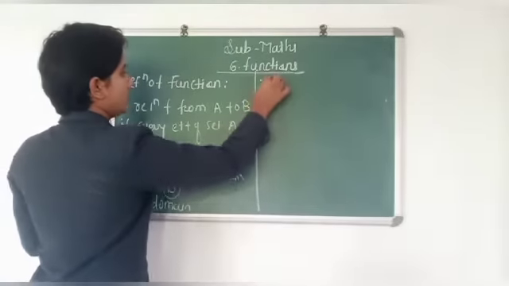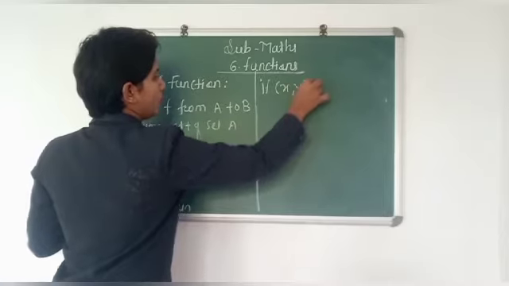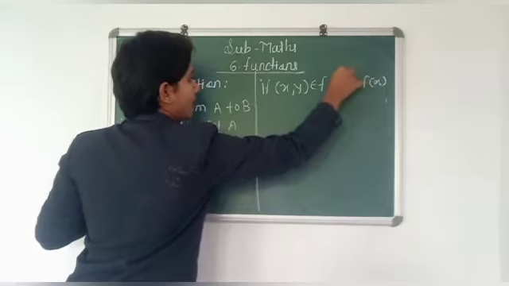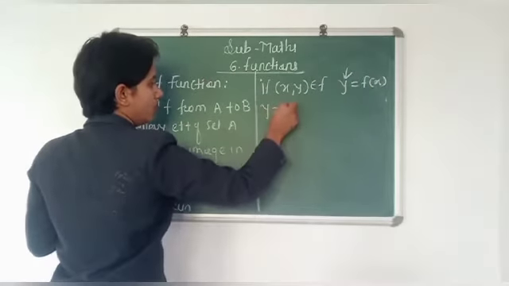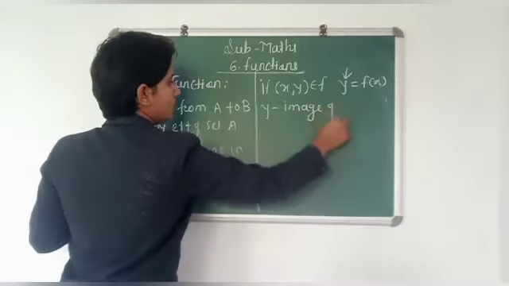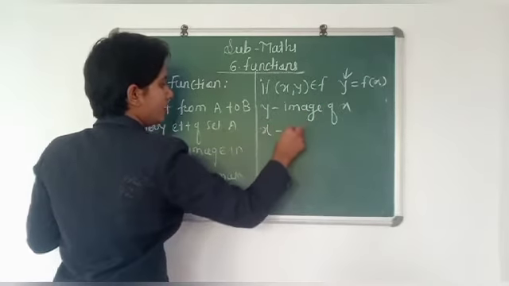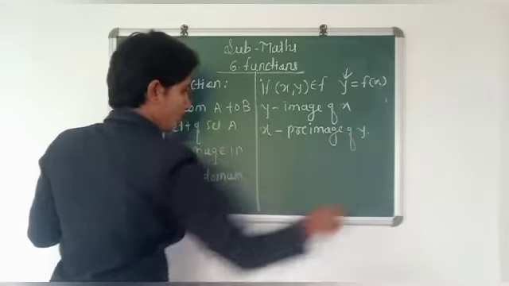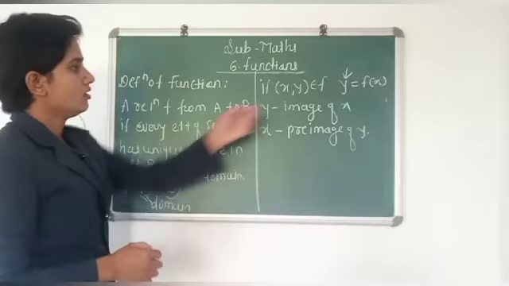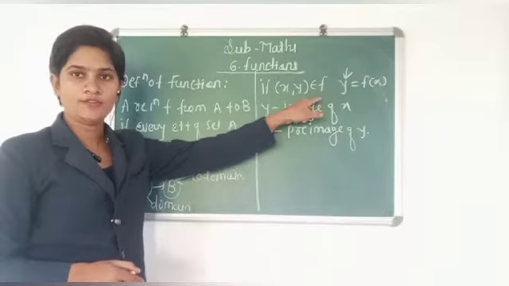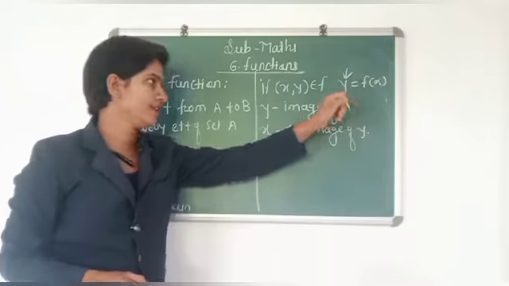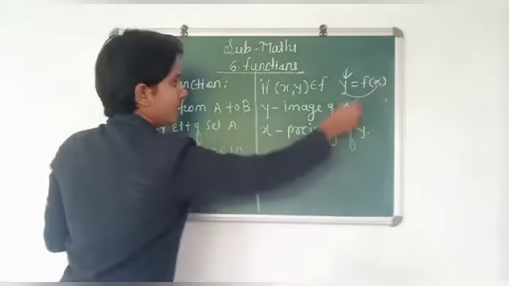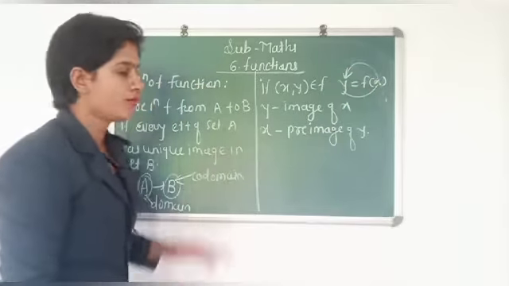If we consider any ordered pair (x, y) and it belongs to f, then we write y is equal to f of x. In that, y is called the image of x, and x is called the pre-image of y. This y is called the image of x and this x is called the pre-image of y.